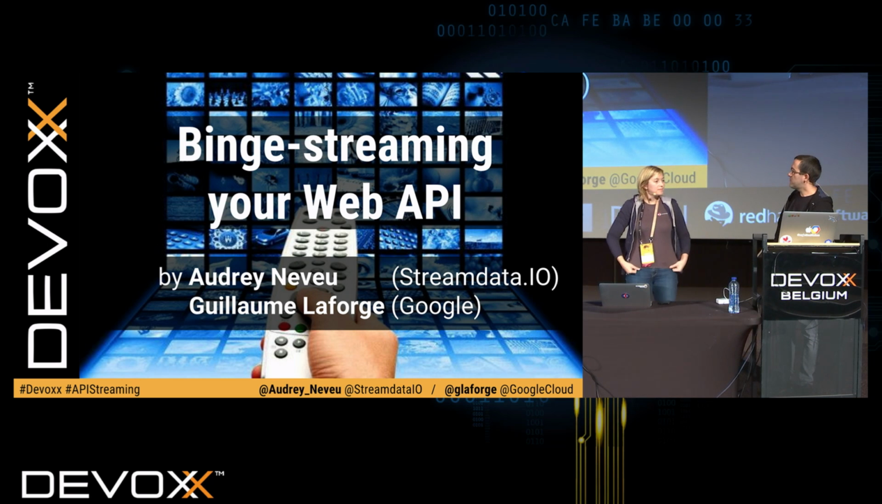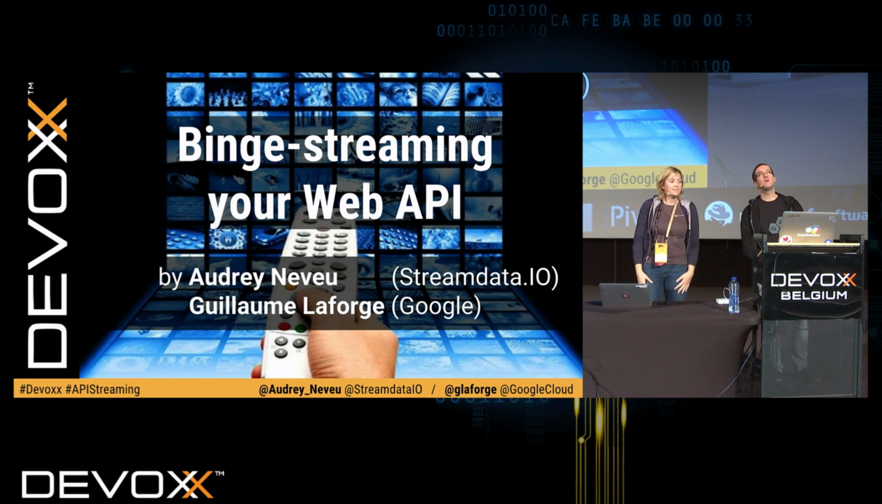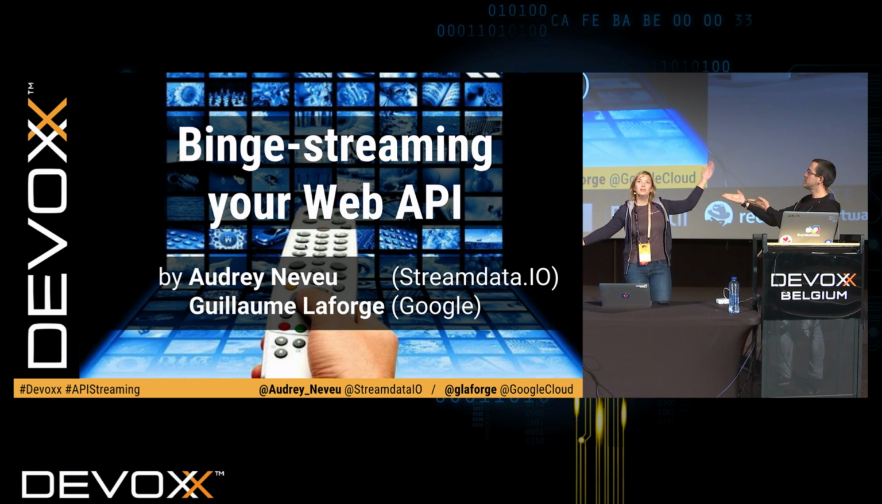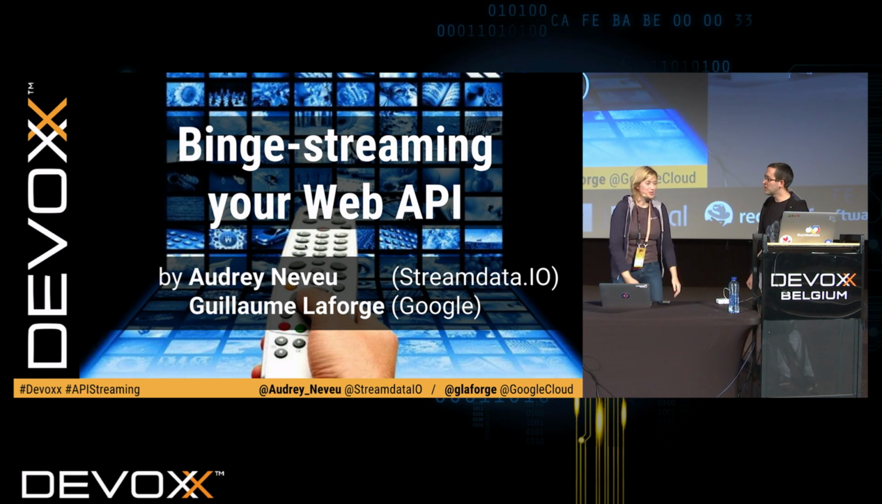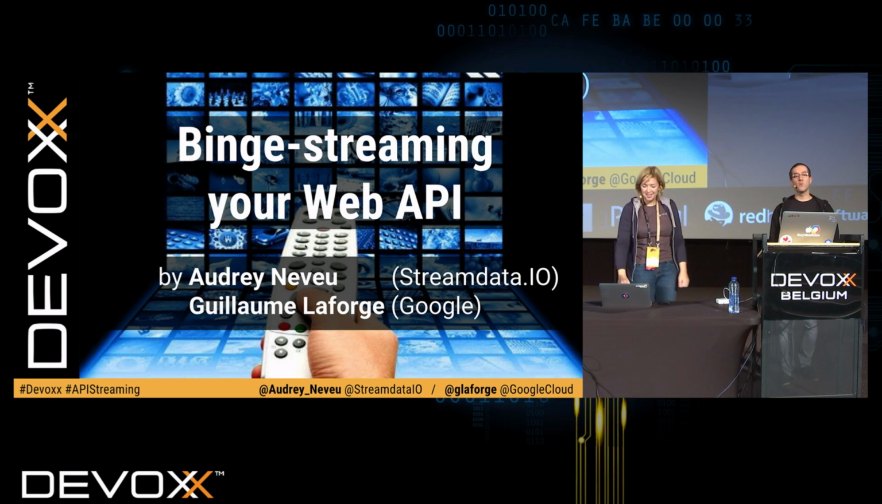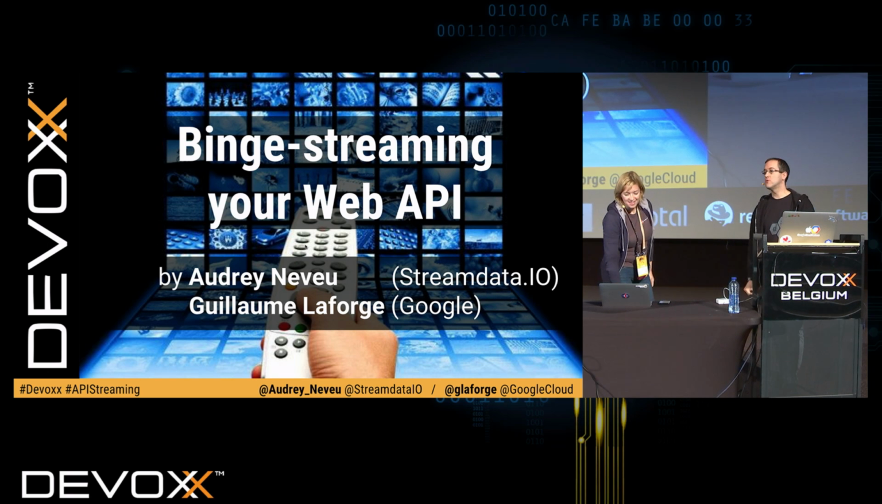So I'm Guillaume Laforge. I'm working for Google in the Google Cloud Platform team, and here is Audrey Neveu, for Streamdata.io. And we are going to be speaking about web APIs and how to make those web APIs more scalable and more real-time.